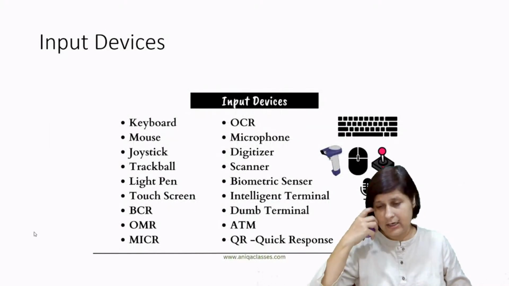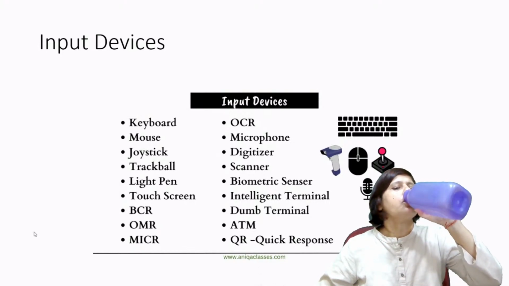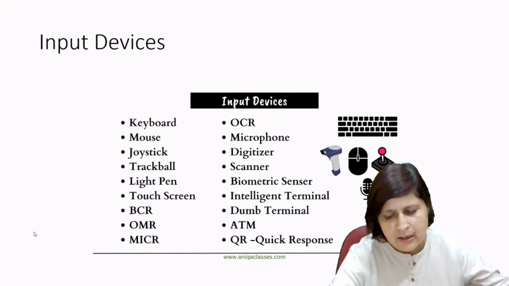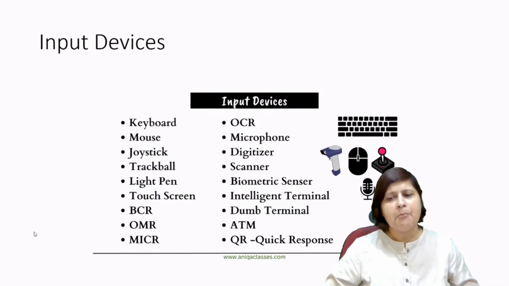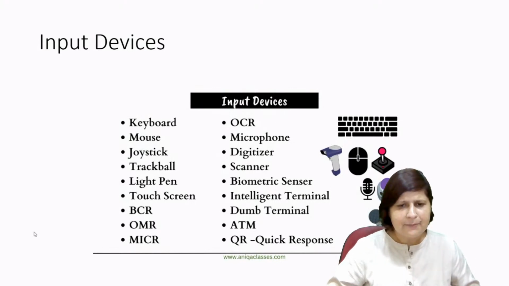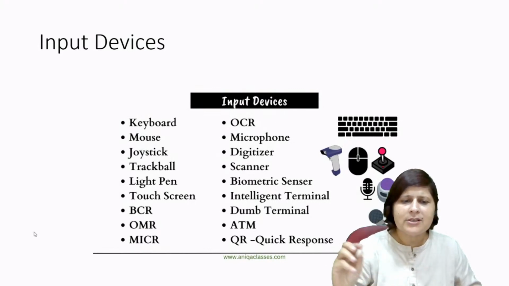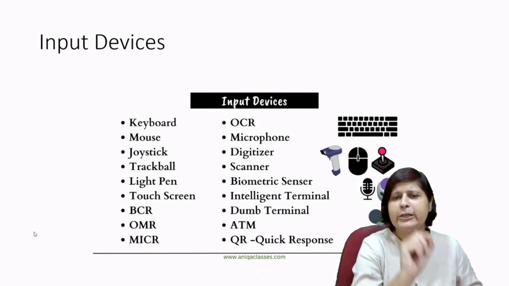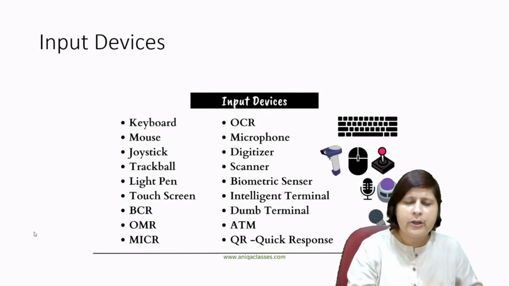There are various input devices, like the keyboard. The keyboard is your input device, right? There are various keys, and whenever we press a key, we input data. Your mouse is an input device. Your joystick: whenever you play a game and move your joystick, that inputs data. Your trackball is an input device. Light pen: when you write on your screen with the help of a pen, that is an input device. Touch screen, ATMs, right?